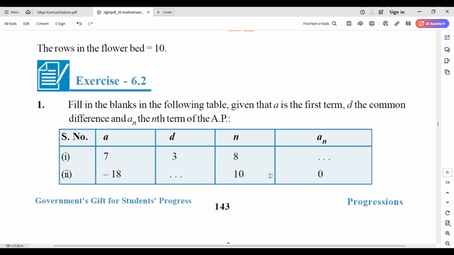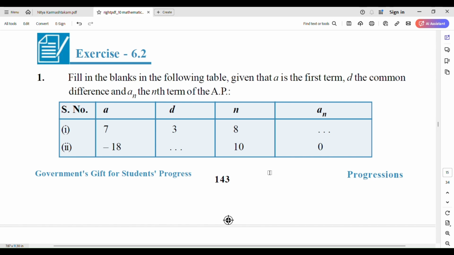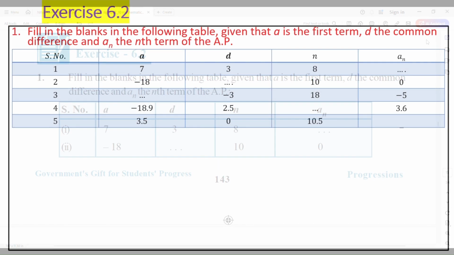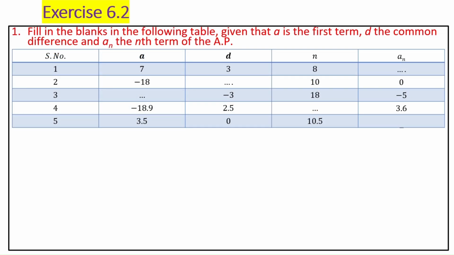Okay, now let's do exercise 6.2. Fill in the blanks in the following table. Given that A is the first term, D is the common difference, An is the nth term of the AP. The table is given like this with 4 columns basically: A, D, N and An, the last term. In each row, one of the values is missing. We need to fill that value.